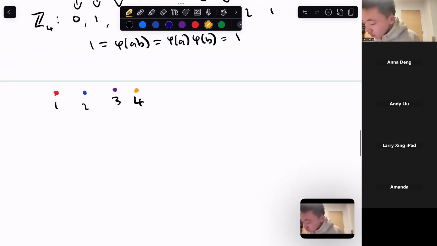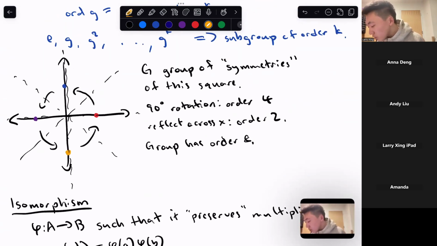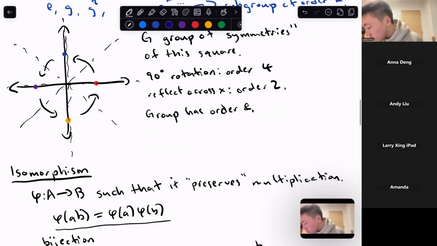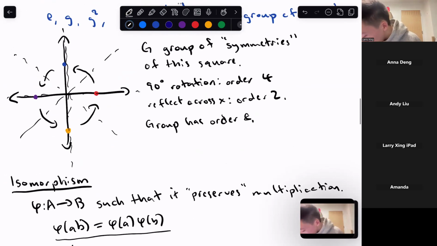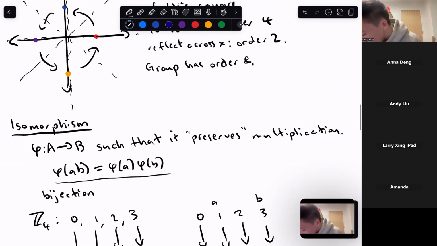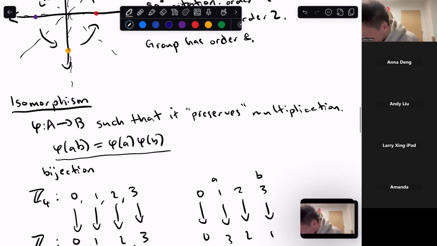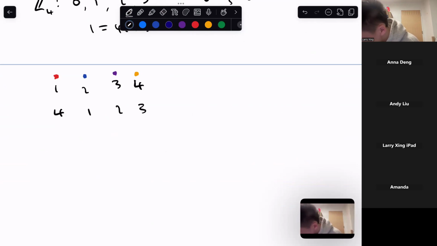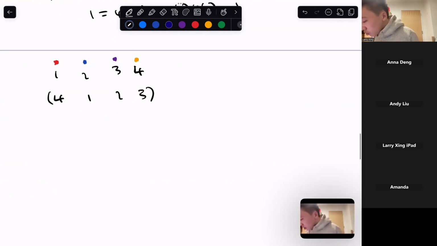Or yellow is 4. And suddenly what we notice is that every group element over here, for example, a rotation by 90 degrees, essentially what it's doing is it maps the red dot to the blue dot. So 1 goes to 2. And then the permutation would be 2, and then blue goes to purple. So this would be 3. Wait, no, this would be 1, 2, 3, 4, actually. Yes. So this permutation would be a 90-degree rotation.